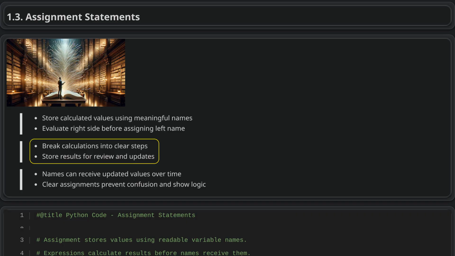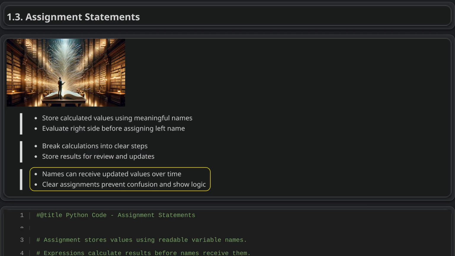Assignment statements make programs easier to understand by breaking complex calculations into smaller steps. Storing intermediate results, such as parts of a manufacturing output estimate, makes testing, revising, and explaining the program simpler. This approach mirrors human reasoning and supports clearer collaboration and decision-making.